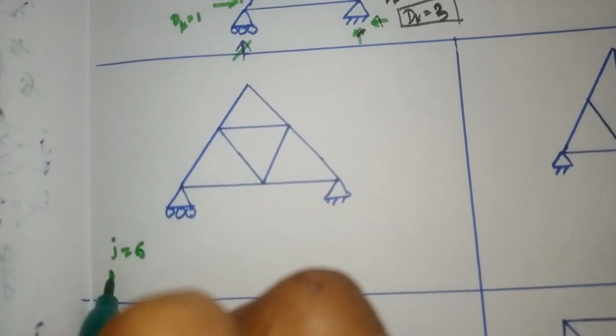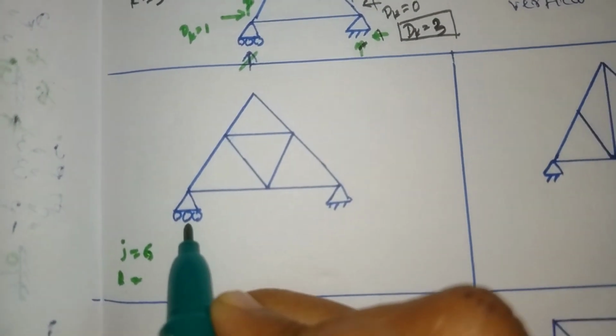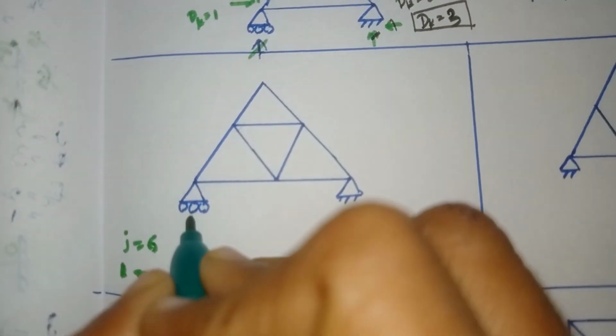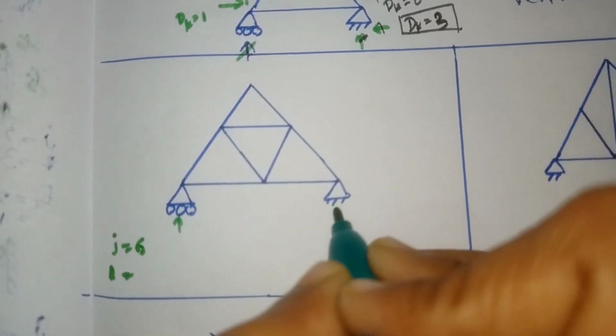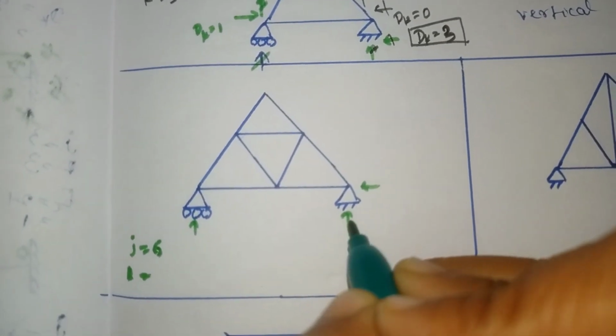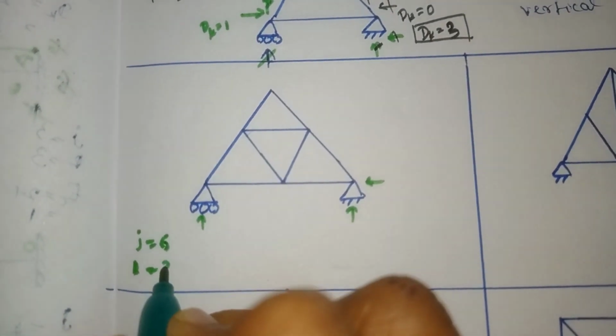How many unknowns? Reactions in the support are 2, and at the roller 1. There will be one reaction here. One is horizontal and another is vertical, so 2 reactions. The total number of unknowns is 3.